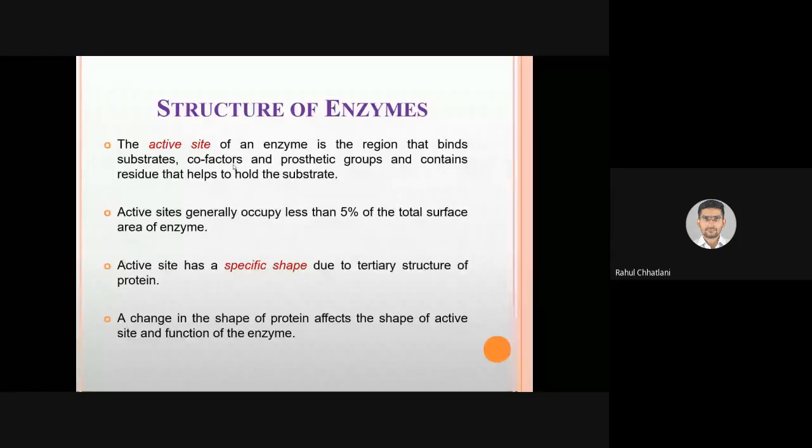Active site ક્યારે active થશે? જ્યારે exact એના opposite type નું substrate એની પાસે આવશે. So its shape depends, or active site activation depends on the shape of the protein.